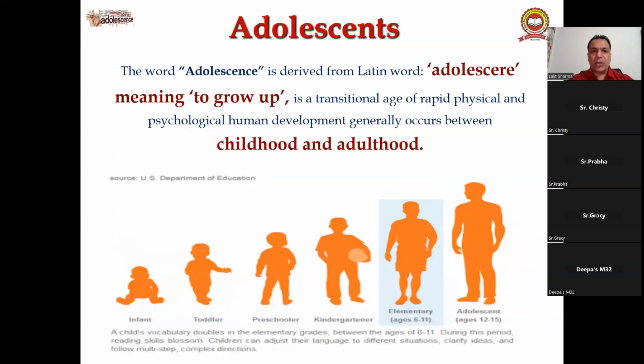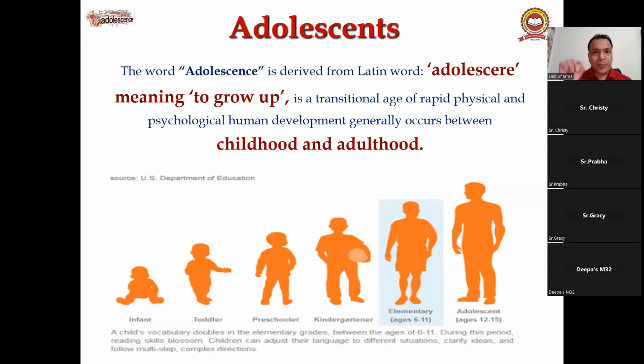Right, guys? So this word adolescence is derived from the Latin word adolescere. The meaning of adolescere is grow up. So adolescence is a transitional age of rapid physical and psychological human development. It generally occurs between childhood and adulthood. This is a transitional age of rapid physical and psychological human development. This you have to understand.